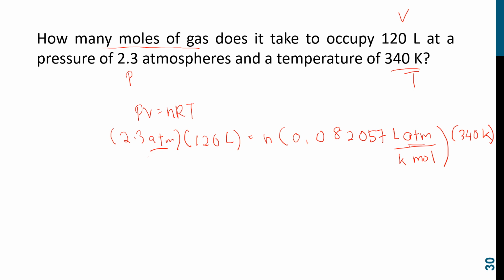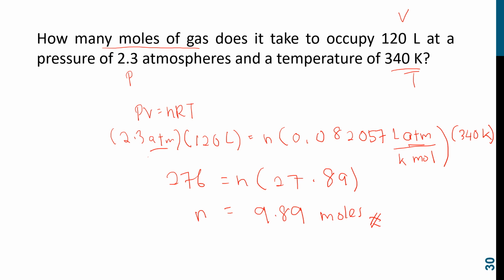So we will get 276 equals n times 27.89. Okay, so n equals 9.89 moles. Alright, okay, that is the ideal gas equation calculation.